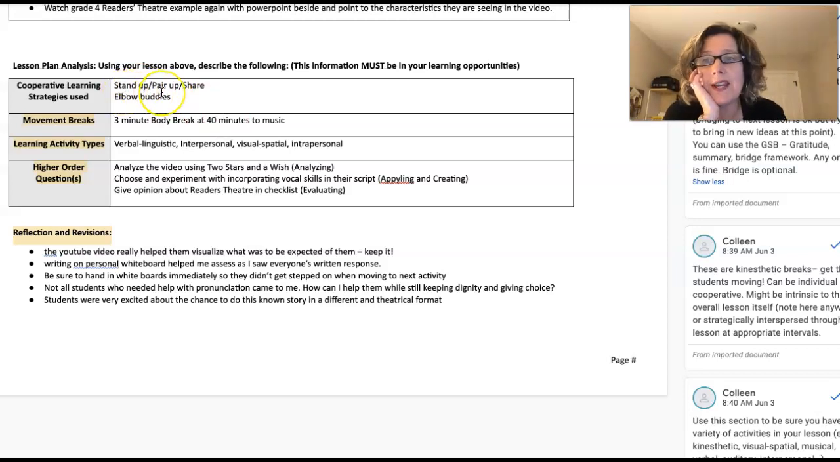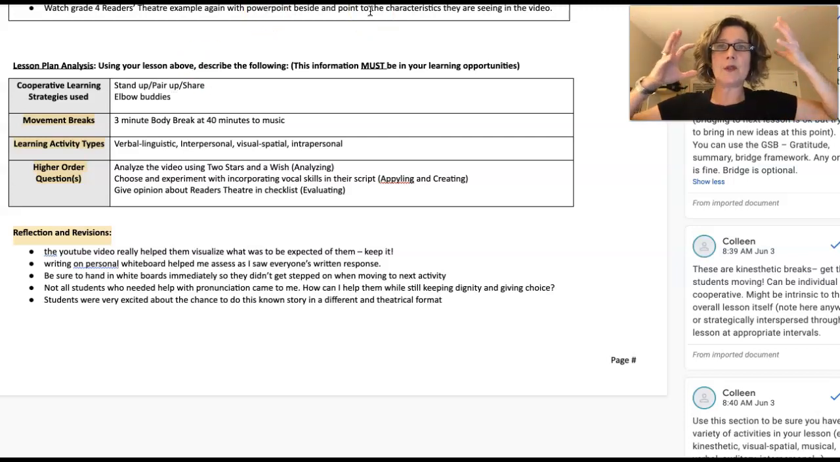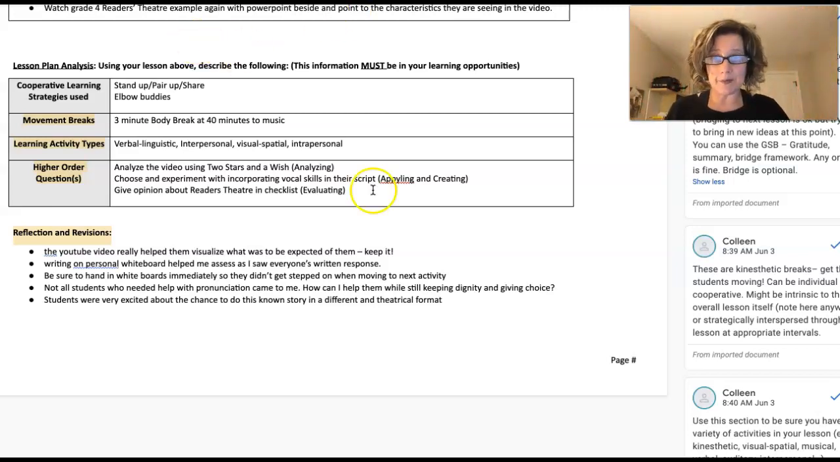So if you look back and you have no cooperative learning strategies, we want you to go back and figure out how you can include them. Because again, what this will do is help you to start to think about these things almost subconsciously, and they will become part of how you lesson plan.